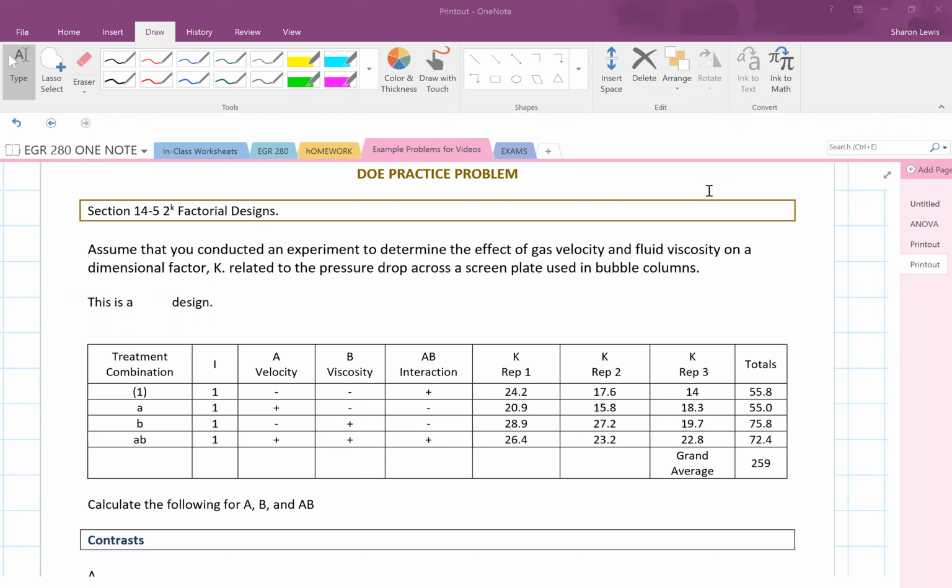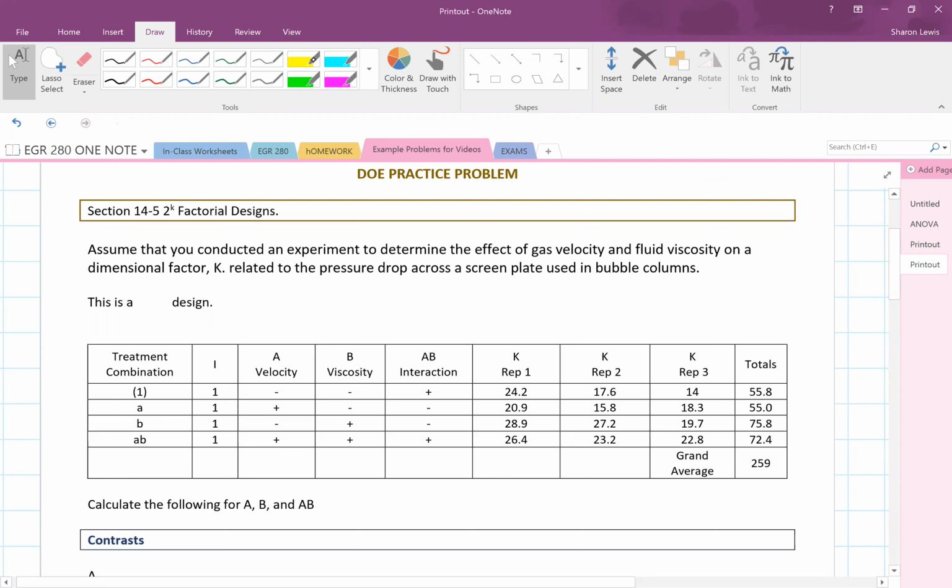This is going to be an example of working a design of experiment problem. Assume that you conducted an experiment to determine the effect of gas velocity and fluid viscosity on a dimensional factor K related to the pressure drop across a screen plate used in bubble columns. So let's take a look at what we have.